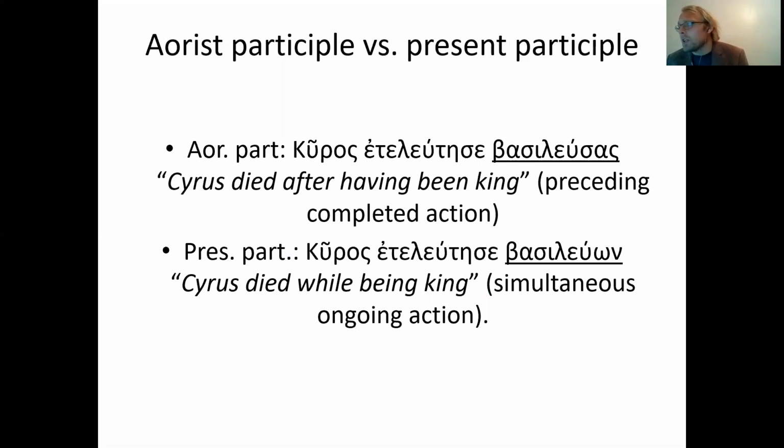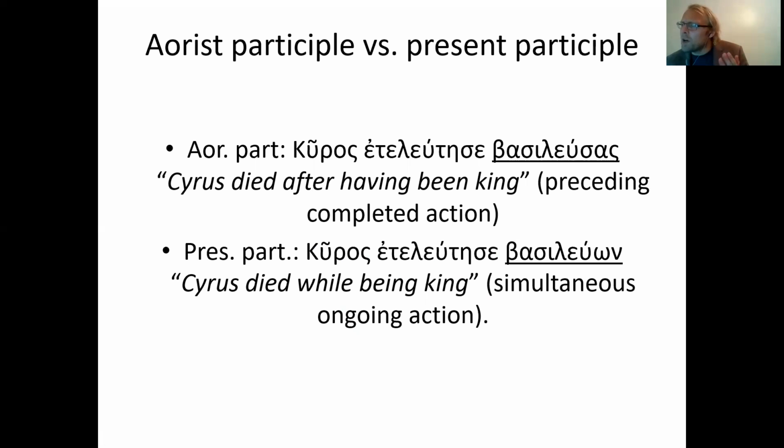The aorist participle is most often used to express a preceding action that has also been completed. For instance, in the phrase Kyros eteleutese basileusas, we have the active aorist participle basileusas from basileuo, I am king, which in relation to the predicate in the aorist indicative eteleutese from teleutao, I die, gives expression to a preceding event. This phrase could thus be translated as Cyrus died after having been king.